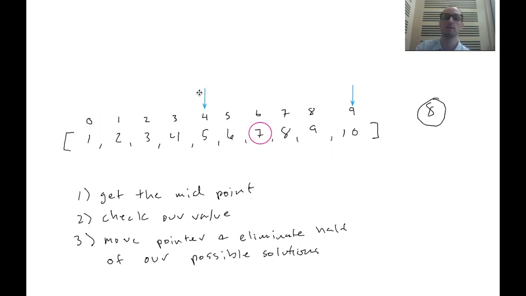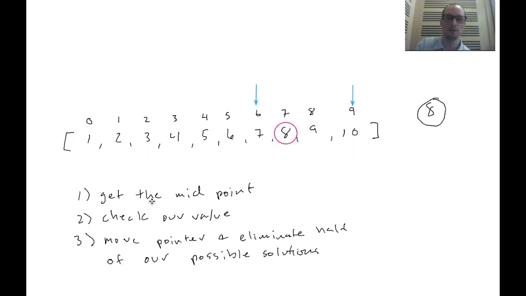Well, 7 is less than 8, so that means we can move our low pointer again. And we'll find the midpoint again. So what's the midpoint between 6 and 9? So that's 15, 7.5. Left dot floor. Okay, 7. Great. All right.